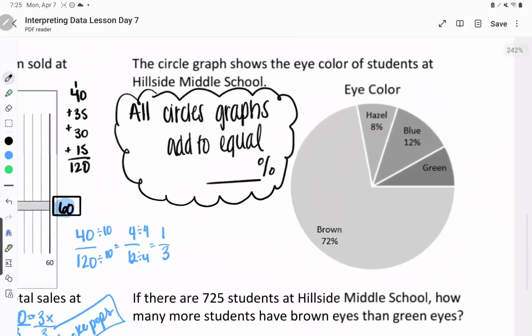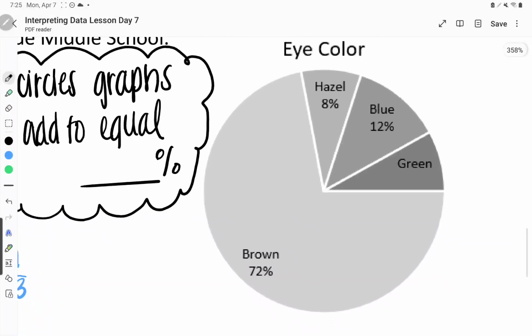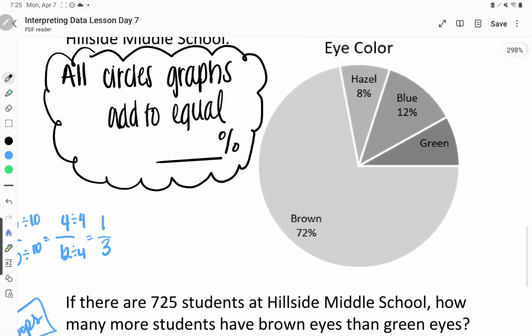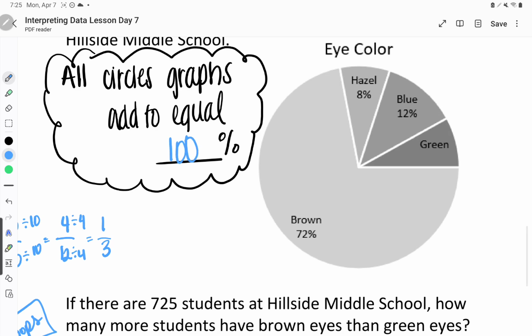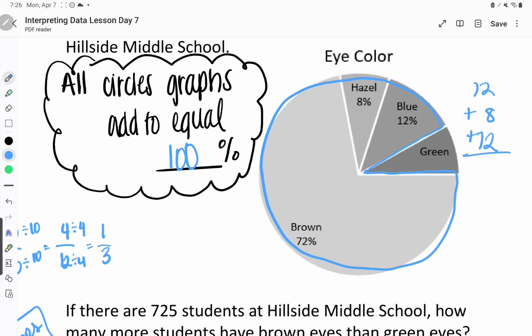All right. Then we're going to take a look at this. So the circle graph shows the eye colors of students at Hillside Middle School. The first thing I notice is that this green is missing. So what would I do to solve for the green? Well, I know that all circle graphs add to equal 100%. So I would solve green by doing what? I would start by adding everything that I know to figure out what I would need to add to get to 100. So I would do 12 plus 8 plus 72.